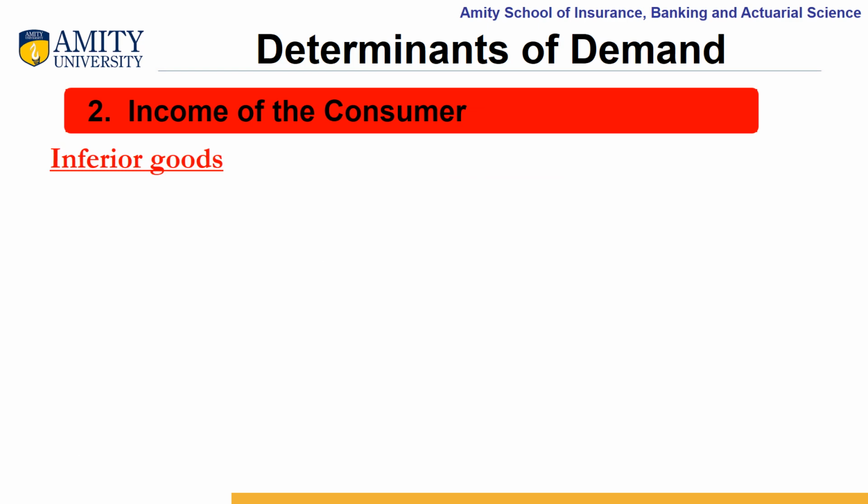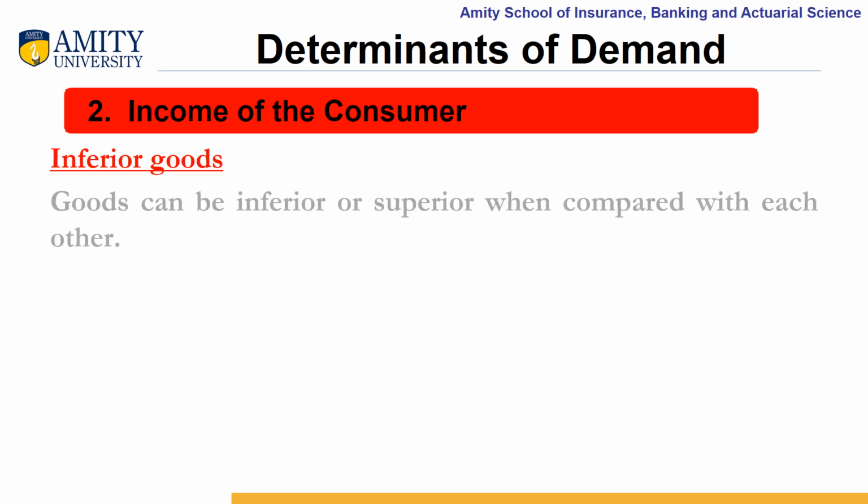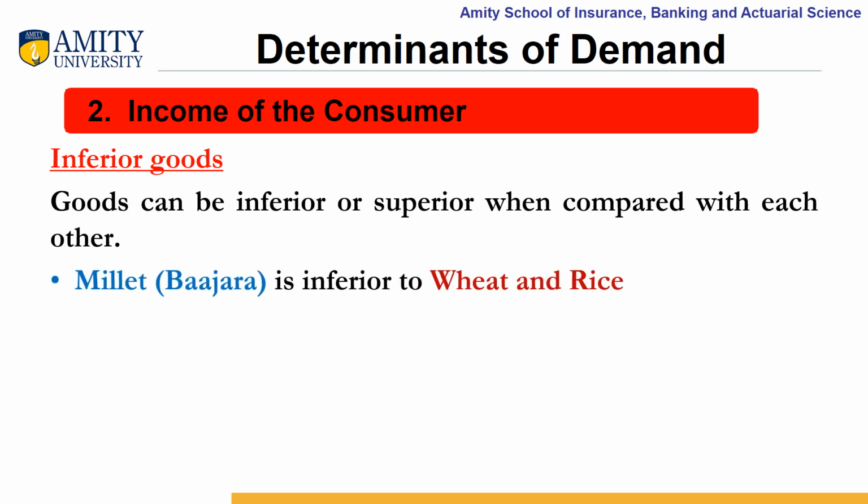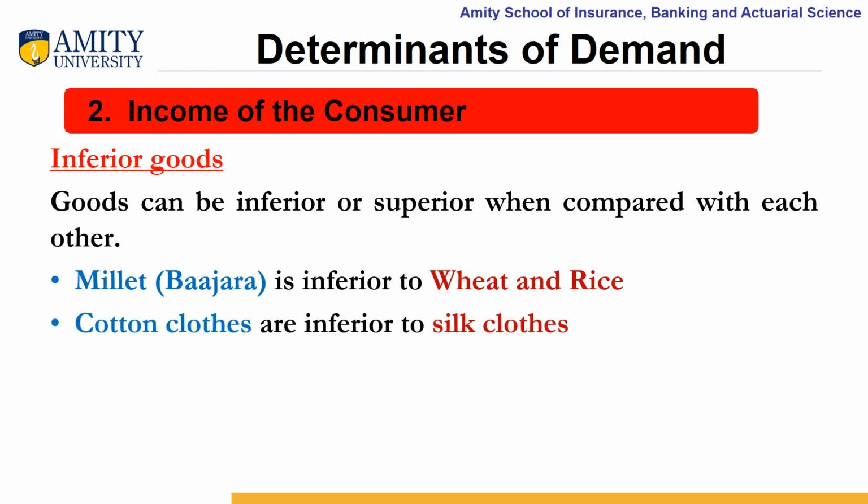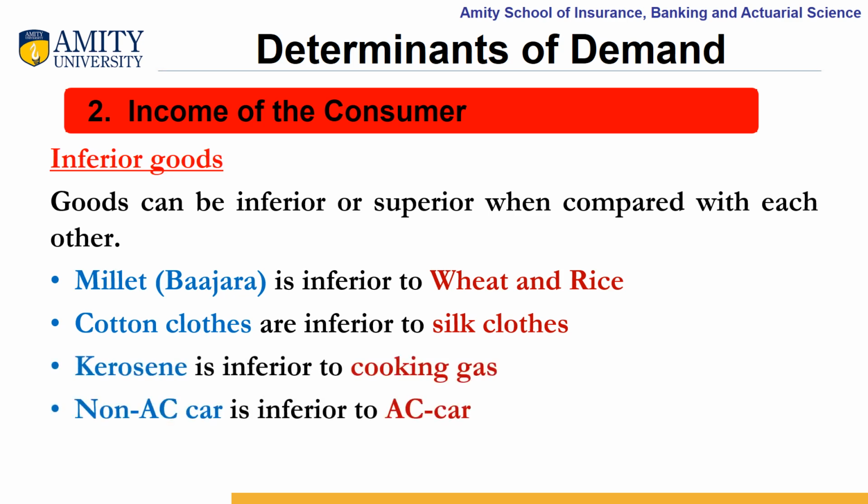So let us understand the relationship between income of the consumer and the inferior goods. Goods can be inferior or superior when compared with each other. For example, millet or bajra is inferior to wheat and rice. Cotton clothes are inferior to silk clothes. Kerosene is inferior to cooking gas. Non-AC car is inferior to AC car. Or maybe bread which we are using for consumption is inferior to meat.